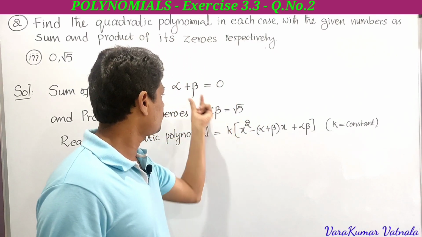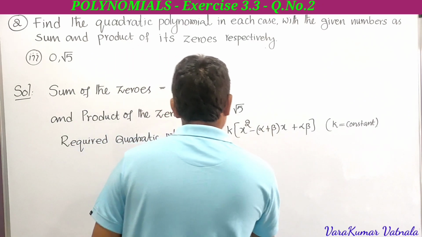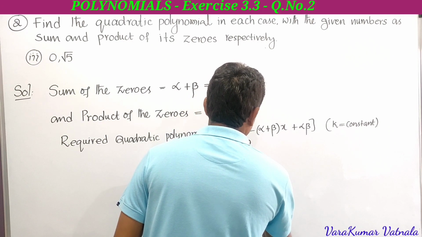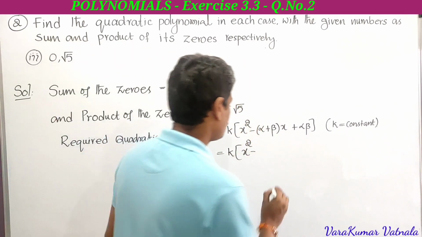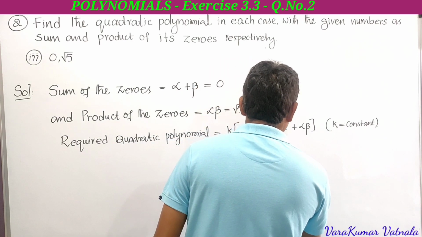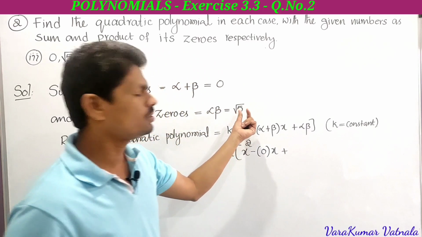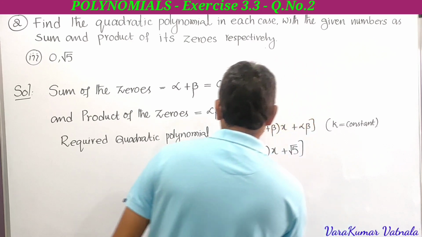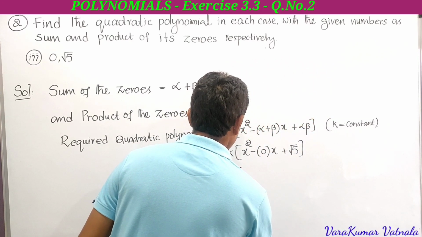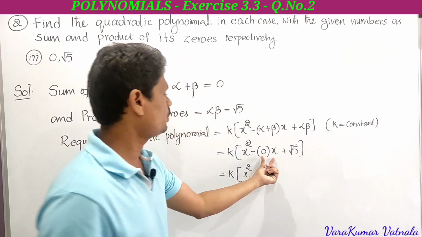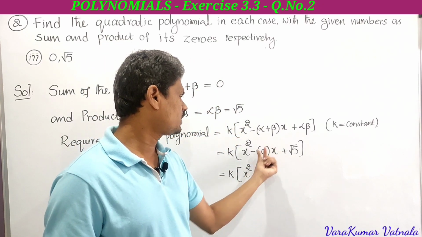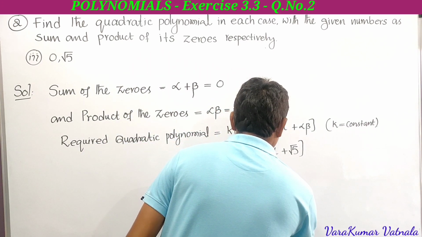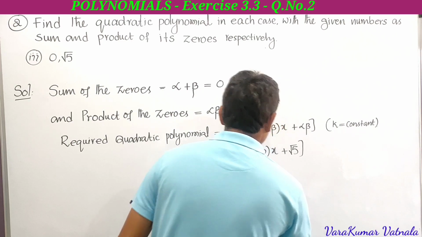So now I have to substitute alpha plus beta and alpha into beta values here. So k into x square minus alpha plus beta is 0, so 0 into x, plus alpha into beta value is root 5. So simply substitute root 5. So now the quadratic equation becomes k into x square, and 0 into x is 0, so this term becomes 0. So here x square plus root 5 is there. Simply we have to write x square plus root 5. So this is the quadratic equation.